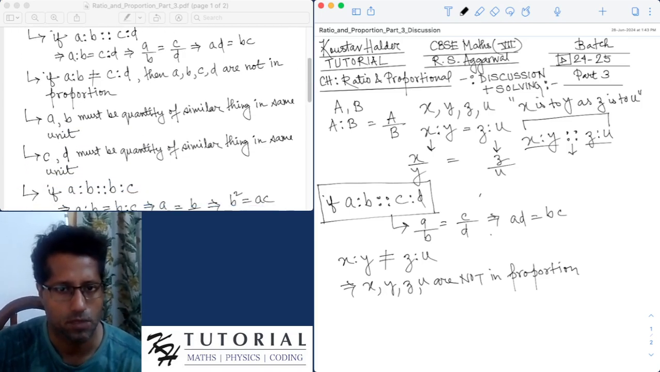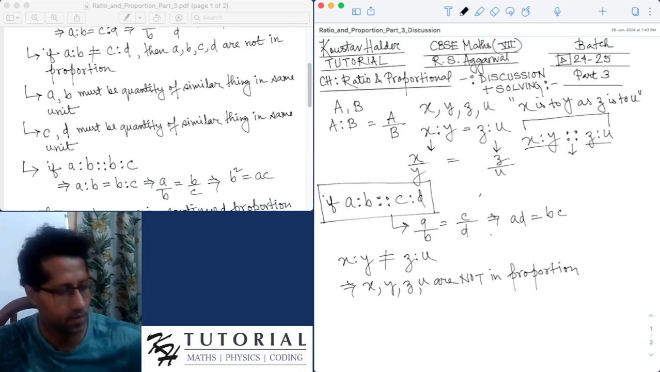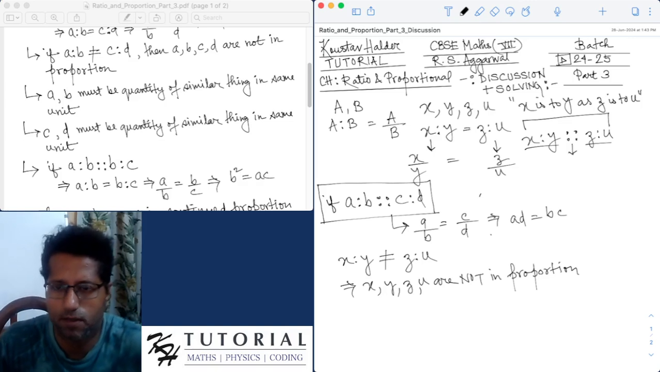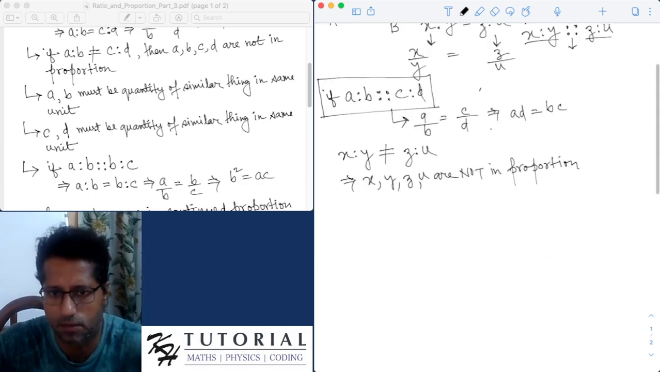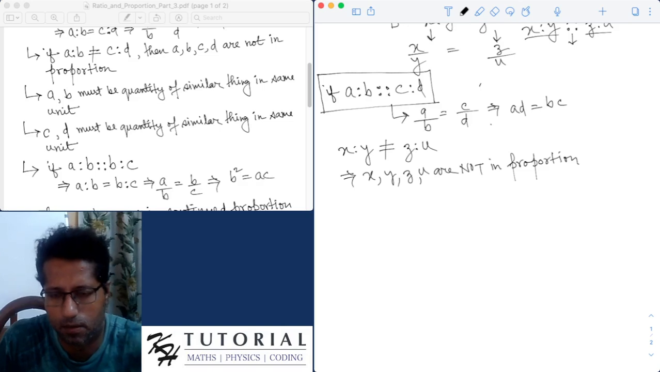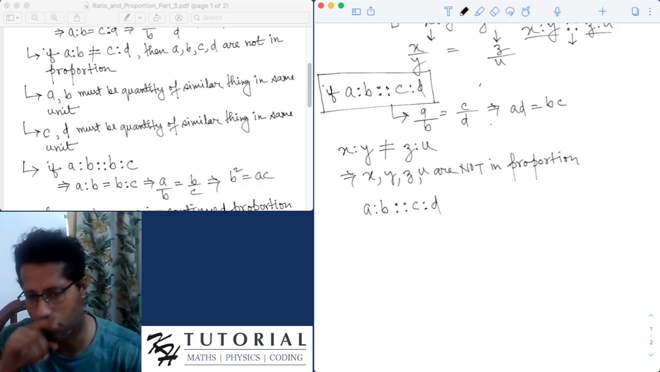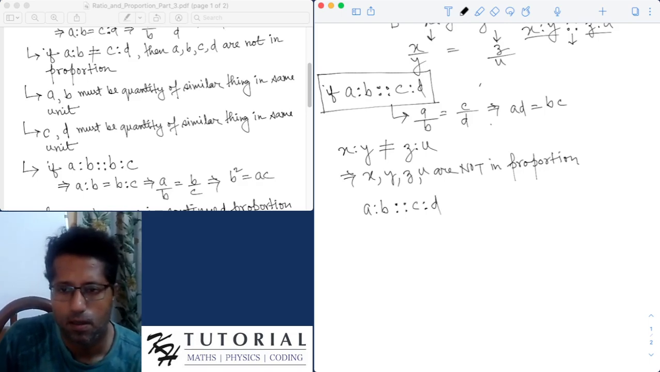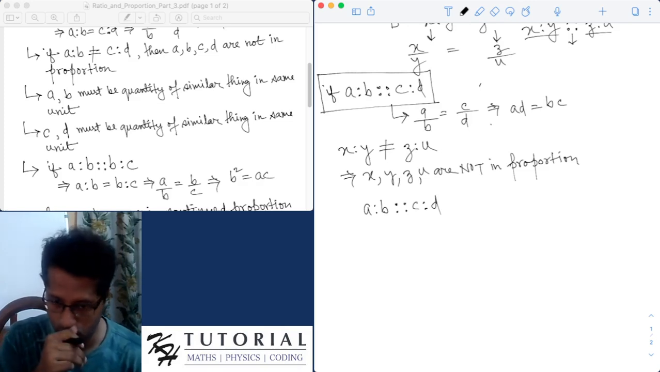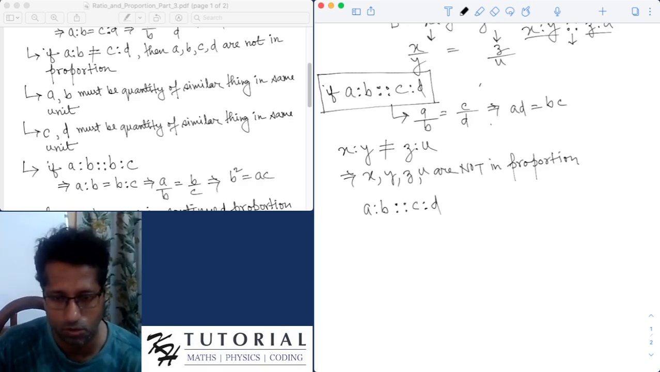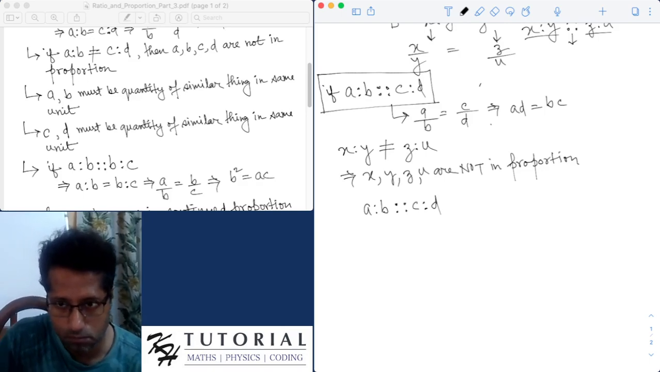Now, one very important thing to understand is that in proportion we are comparing two ratios. This is the mathematical notation. This means that the ratios A is to B and C is to D are equal. Now, ratio itself is a fraction. It has no unit. Please remember, the ratio itself is a fraction, and it has no unit.